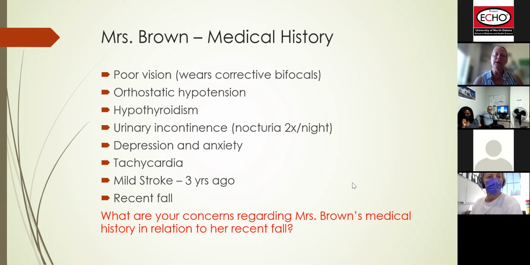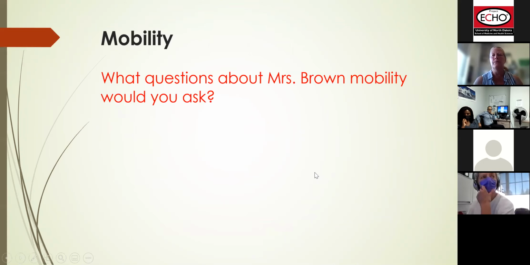So when we look at mobility, we have to look at all those other factors that we talked about with those 4 M's also. So what might be some questions about Mrs. Brown's mobility you might ask? So we talked about, does she use an assist device? What other things about the mobility might you ask? Is her home safe, free from trip hazards? We're going to get into that. The CDC has a little checklist you can use looking at the home. Okay, so that would be good.